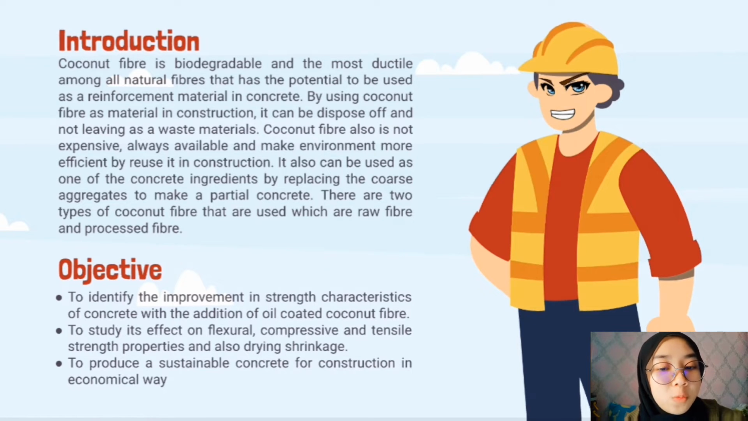It also can be used as one of the concrete ingredients by replacing the coarse aggregate to make a partial concrete. There are two types of coconut fiber that are used in construction, which are raw material fibers and processed material fibers. So the objective is to identify the improvement in strength characteristics of concrete with the addition of coconut fiber, to study its effect on flexural, compressive, and tensile strength properties, and also drying shrinkage, and to produce a sustainable concrete for construction in an economical way.